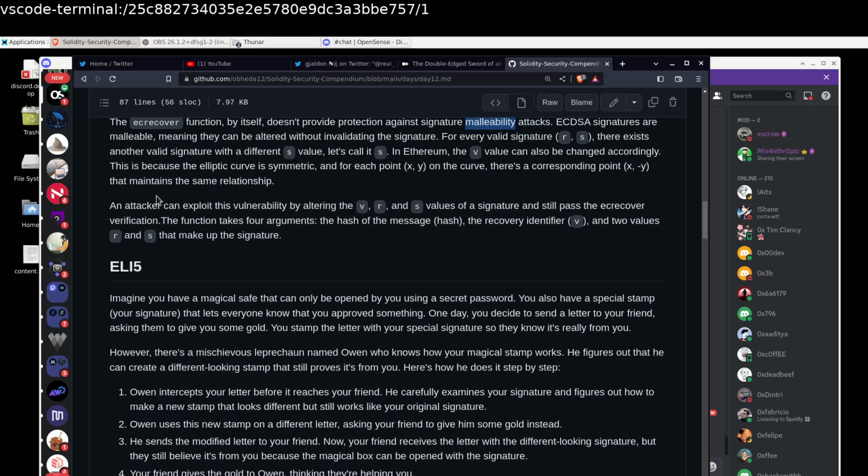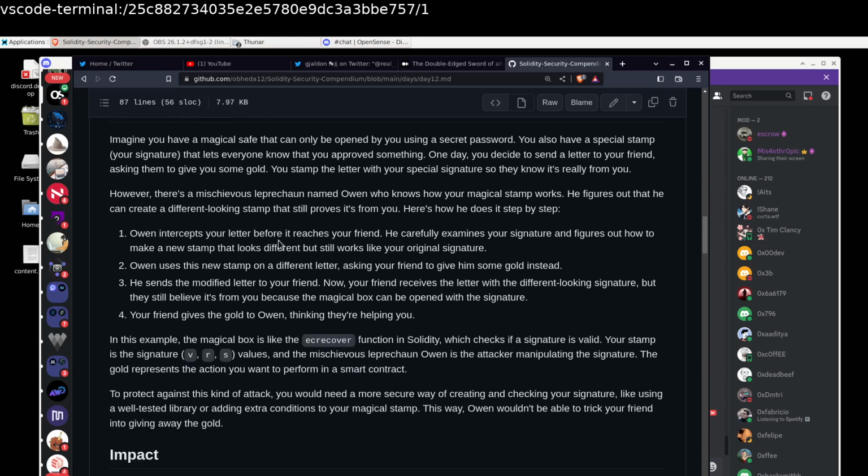An attacker can exploit this by altering the V, R, and S values of the signature and still pass the ecrecover verification. The function takes four arguments: the hash of the message, the recovery identifier, and the two values for R and S that make up the signature. So let's go for maybe a little bit of an easier explanation.